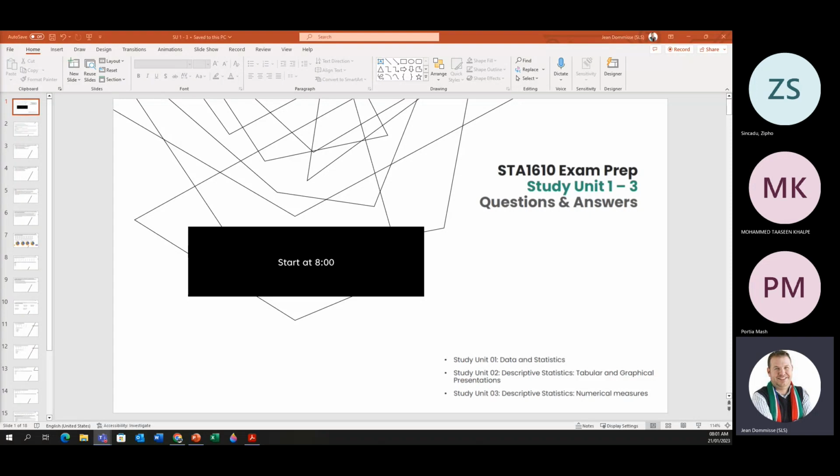But in the meantime, I thought let's just start with exam prep in any case, so that the guys that need it can just continue with that. Basically today I think we start with study units 1 to 3, get into it, and then next week and the week after we can get into the heavier things of the other study units.